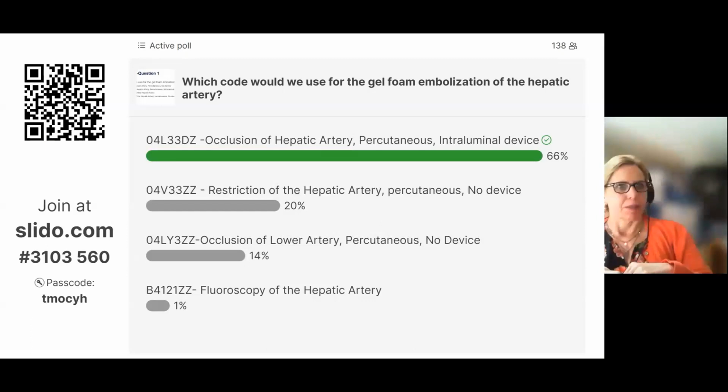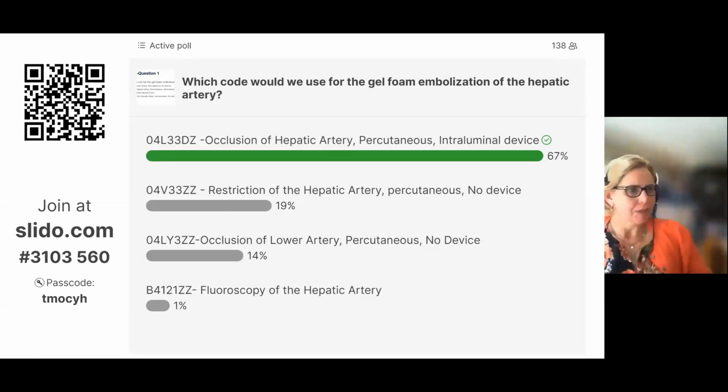But for those of you that did restriction of hepatic artery with no device, this is common practice that we found in the registry world. No need to go back and change anything or stress out over it. We've still captured that hepatic artery. So moving forward, we change our practice.